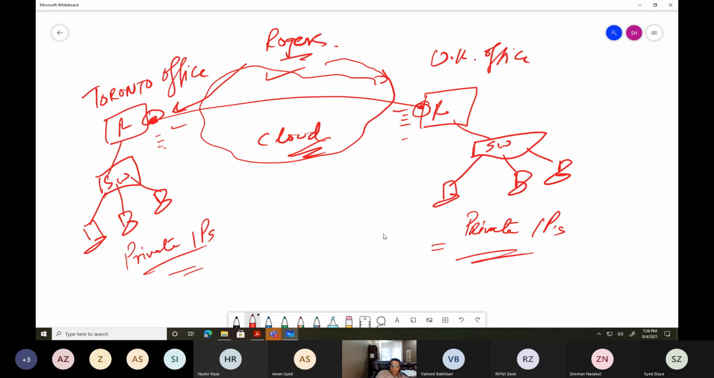Can private IPs go on the internet? No, only public IPs can be. Exactly. We only use public IPs. We do not use private IPs on the internet. But over here, I can use a private IP.